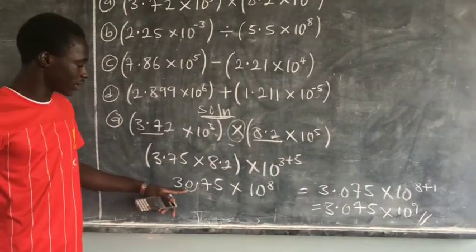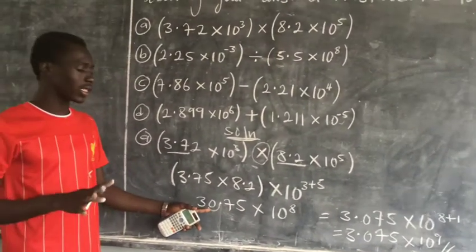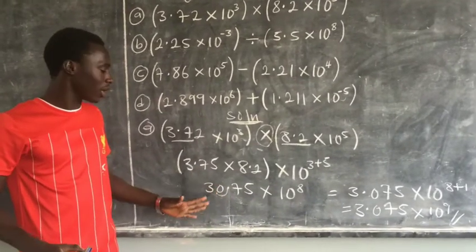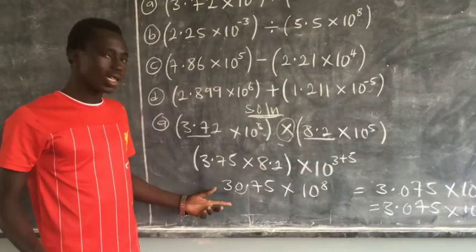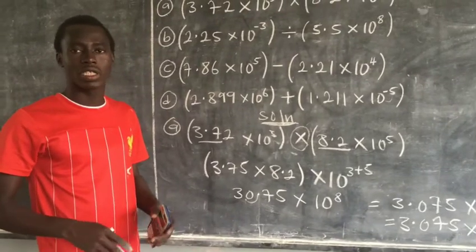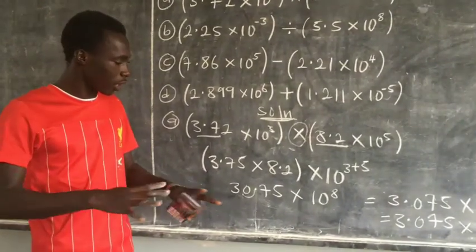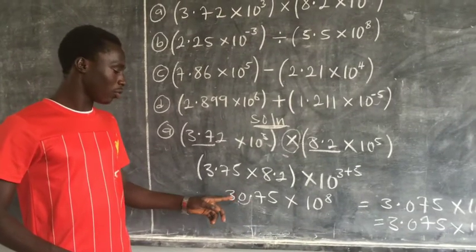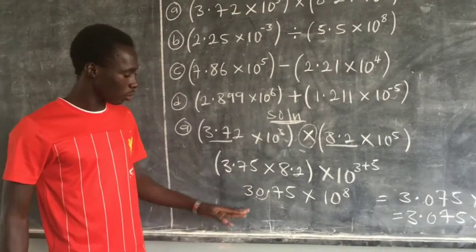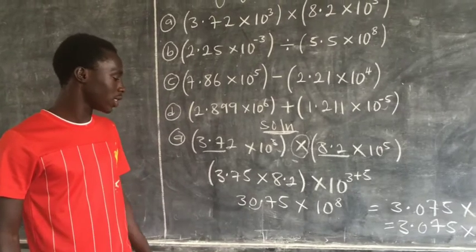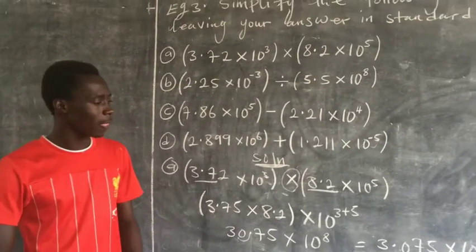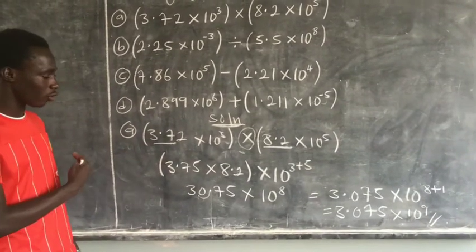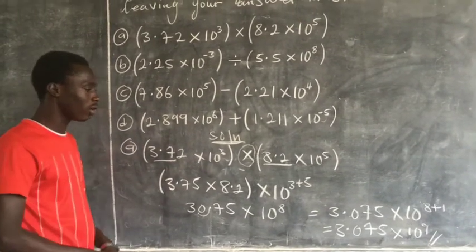You cannot leave this as it is, because it is not in standard form. You cannot multiply and leave it as 30.75 times 10 to the power 8. It is not in standard form yet, because the standard form says the point will be between the first and the second number. So you have to move it 1. When you do that, you'll have 3.075 multiplied by 10 to the power 9, because the decimal point that you move 1 to the left hand side, you add 1 to it to make it 9.